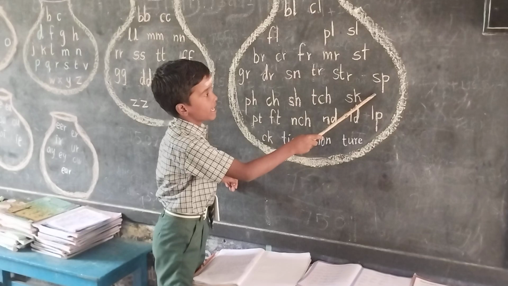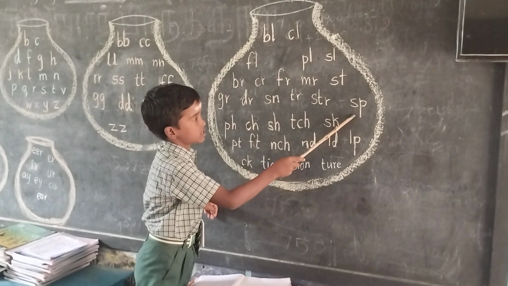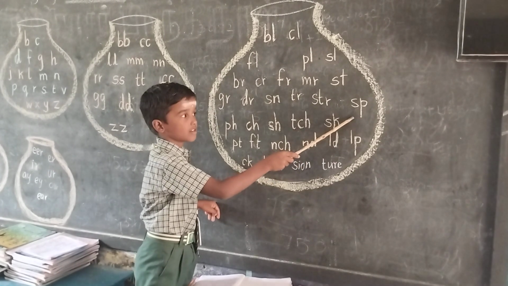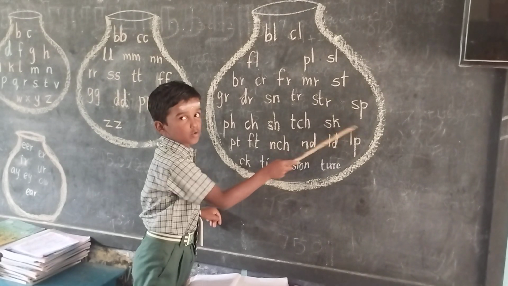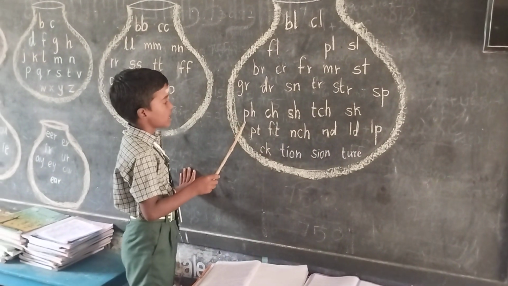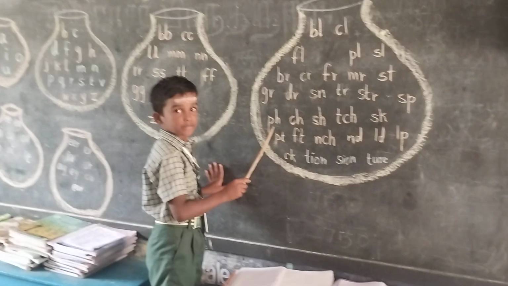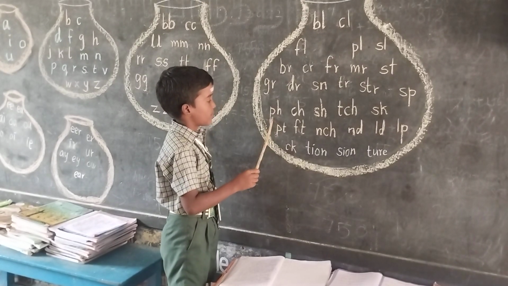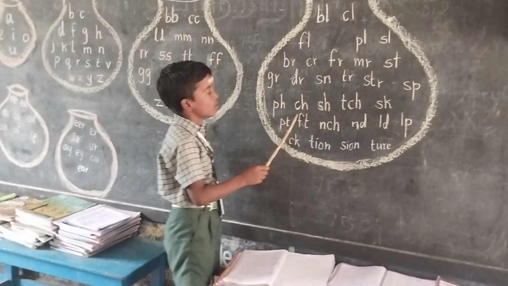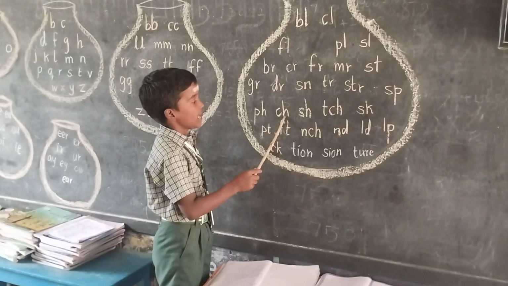The combination of letters SP as a sound. For example, spoon. The combination of letters PH as a sound "f". For example, phone and photo. Good. The combination of letters CH as a sound.